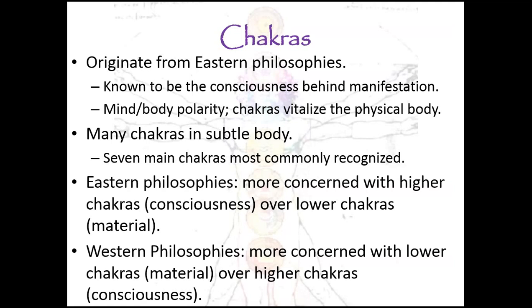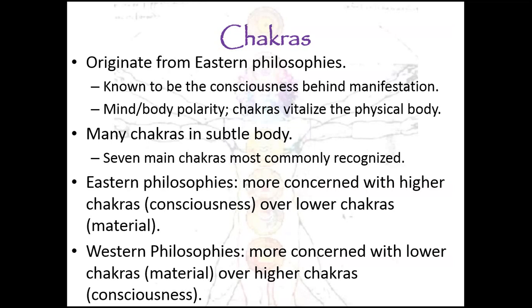Now, there are many chakras in the subtle body, and there are the 7 main chakras that are most commonly known and recognized. The Eastern philosophies have a history of being more concerned with the higher chakras, which are known as consciousness, over the lower chakras, which have to do with the material. Western philosophies, without knowing it per se at the beginning, have been more concerned with the lower chakras over the higher chakras. Now, as we will see here, it's all about the balancing of all the chakras.